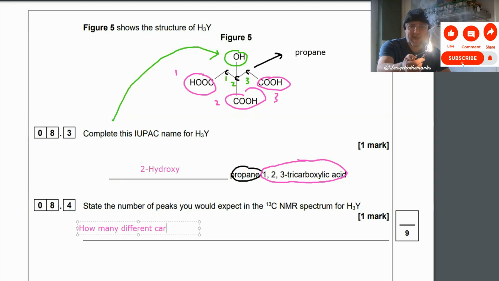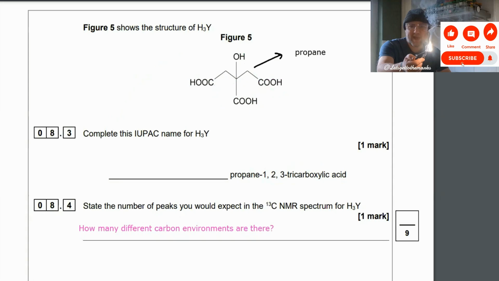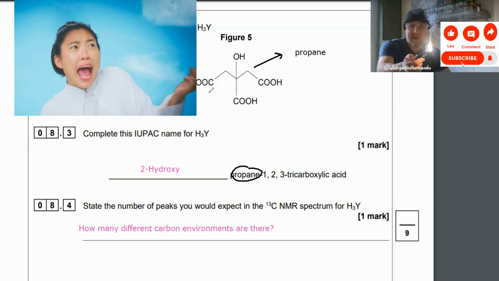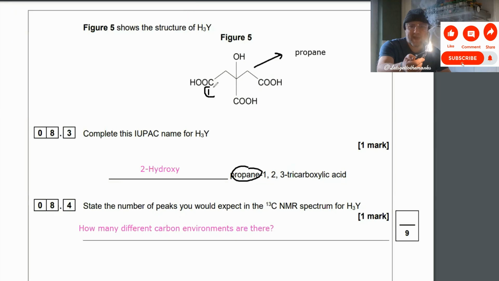Okay, for the last part of this question, we just need to work out how many different carbon environments are there. That's what you do for C13 NMR. So we're going to rub all of this stuff out, okay? And just get that name back there. I hate this sometimes. Right, there we go. I'm going to leave that propane circled. So we still got that answer there.